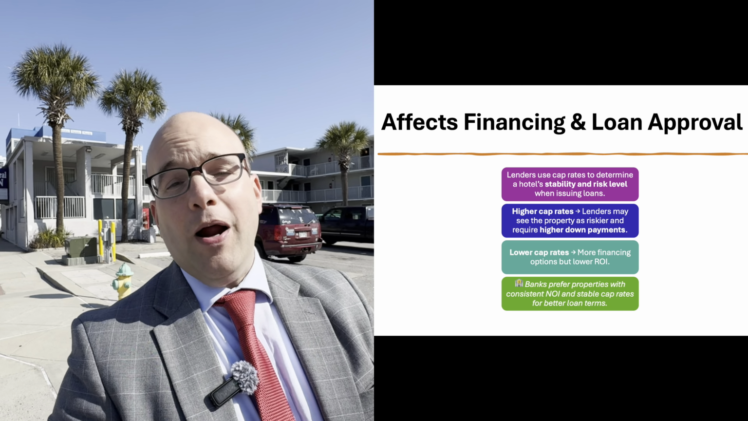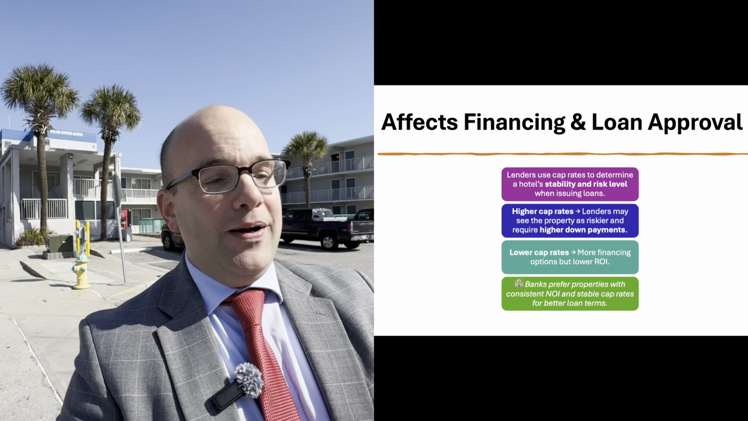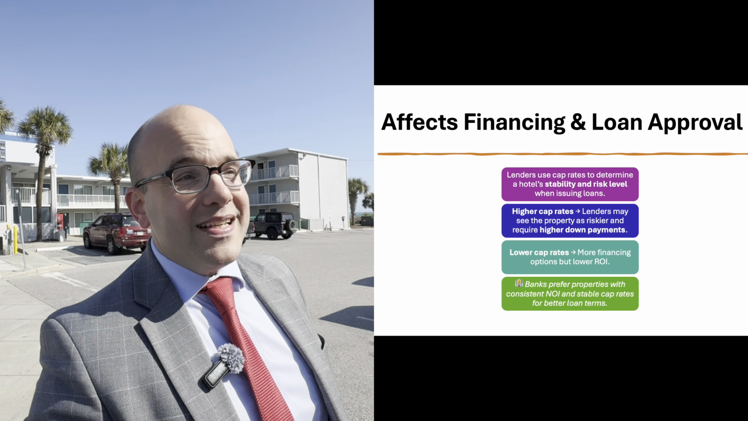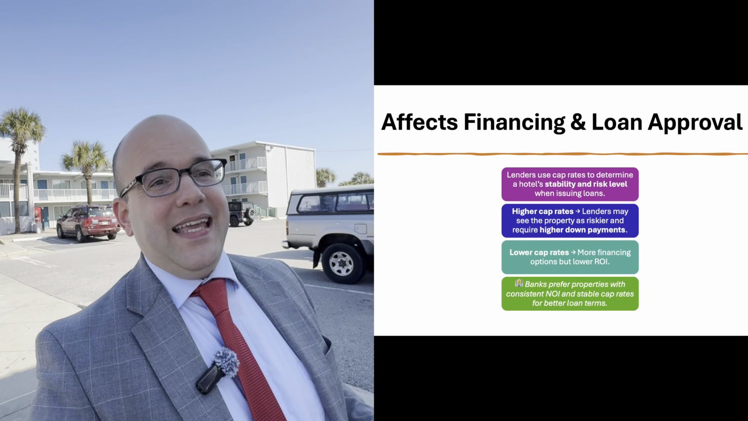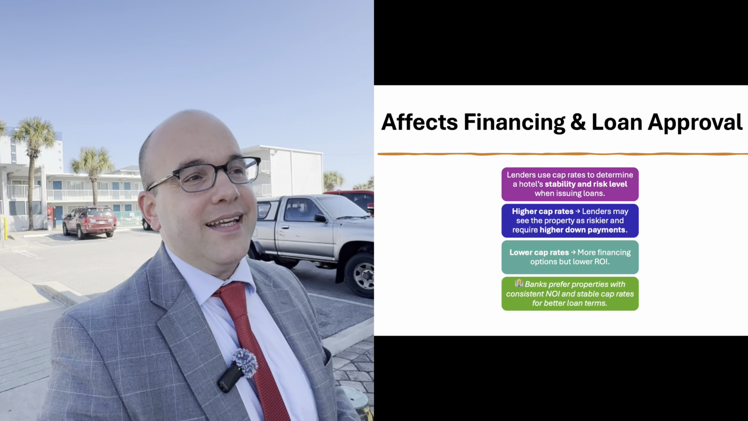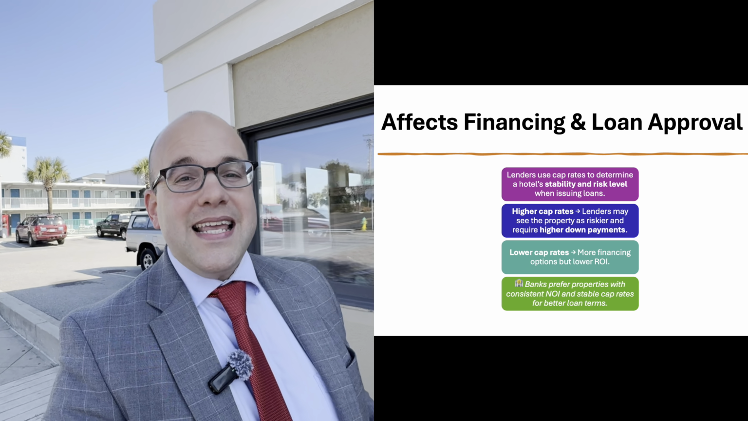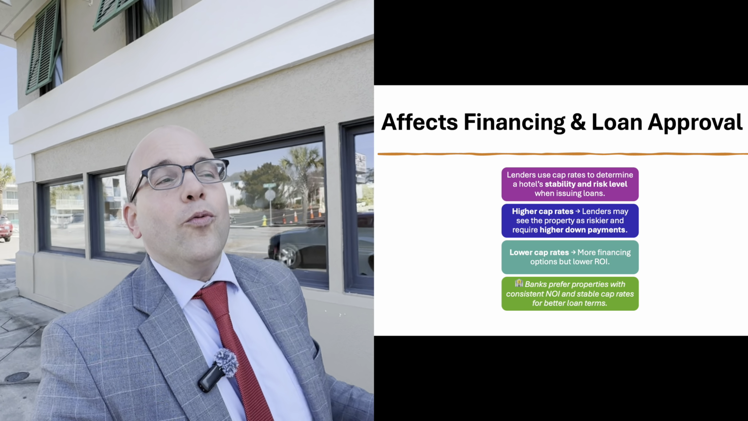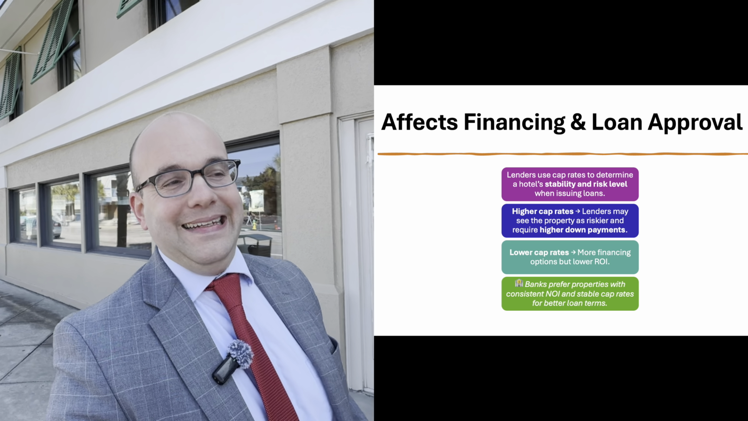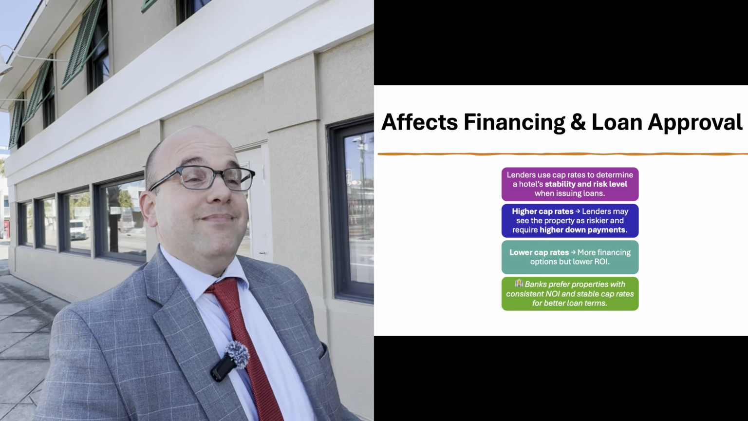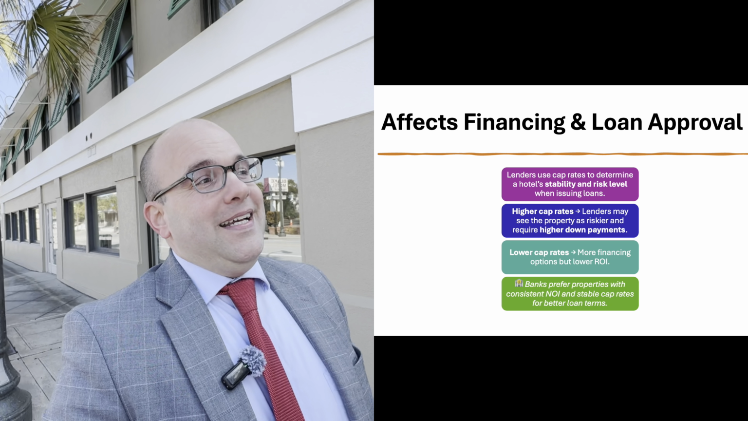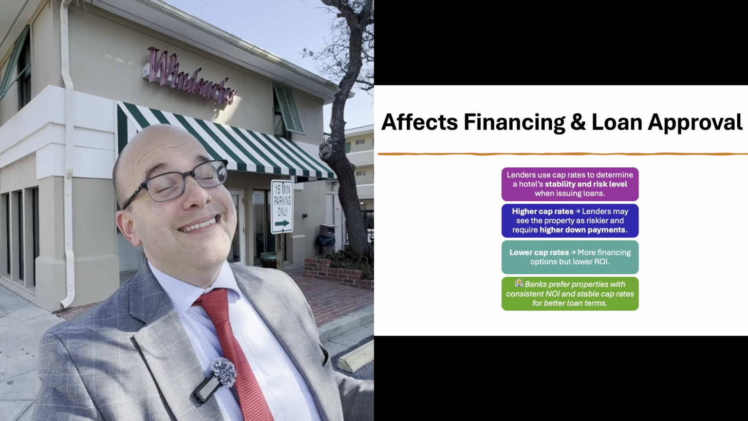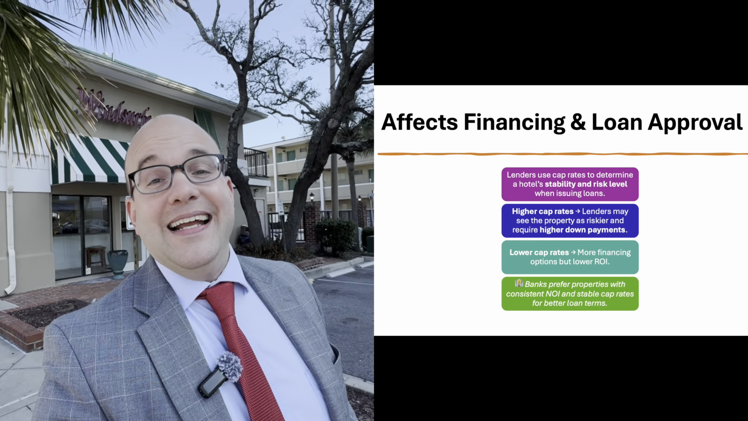Now, banks prefer properties with consistent net operating income and stable cap rates for better loan terms. Obviously, guys, if the cap rate, a financing metric, is showing that the property is not very stable or that the net operating income is all over the place, then it's going to be a little bit more risky for the bank to be your partner in that deal. And obviously, they're going to want a little bit more money. So essentially, pay attention to this metric because it could be determining how much your financing costs you.